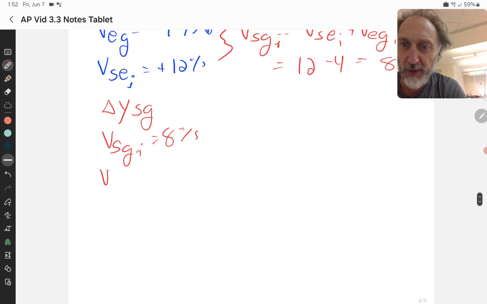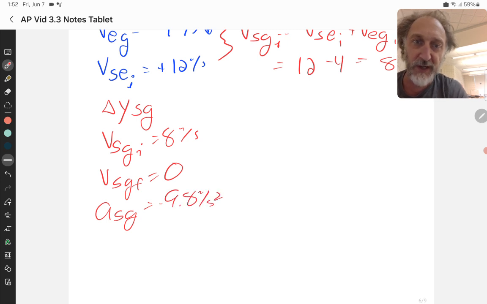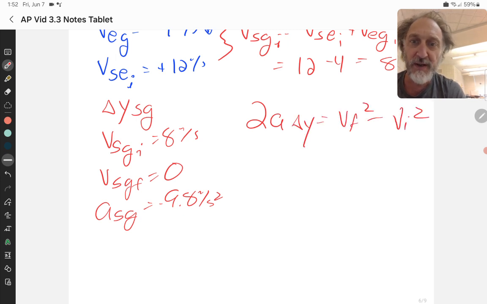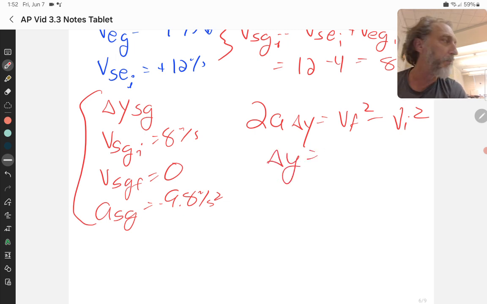When it's at its highest point, the velocity of the squeegee relative to the ground is going to be 0. The acceleration of the squeegee relative to the ground is negative 9.8 meters a second squared, and we're looking for delta y. So I'm going to use this guy. 2a delta y equals vf squared minus vi squared. Notice I know everything here except for my displacement. I'm not going to write out the math, but if you plug in your numbers, you will find that this displacement of the squeegee relative to the ground works out to be 3.27 meters.